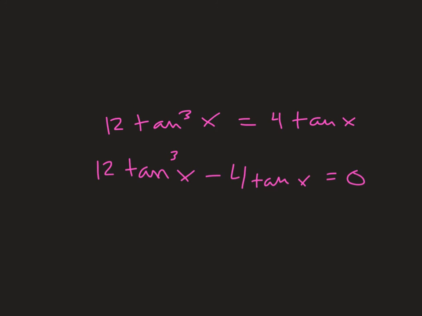What should we do next? Do you take out 4? We can take out a 4. What else can we take out? Tangent x. So then I'm left with 3 tangent squared x minus 1.